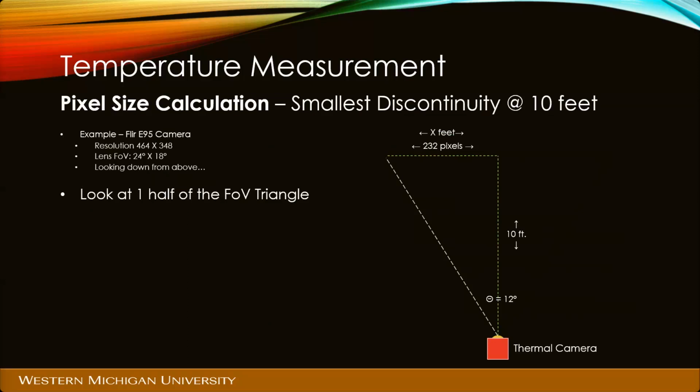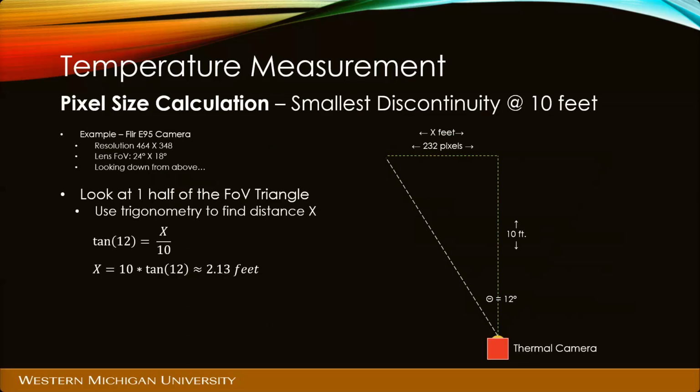And that's in feet. Remember, this is feet, so our x, our distance, is going to be in feet. So we take the tangent of 12. We plug it in here where theta is. So then x equals 10 times the tangent of 12. X equals what? About 2.13 feet. So half our triangle is going to be 2.13 feet.